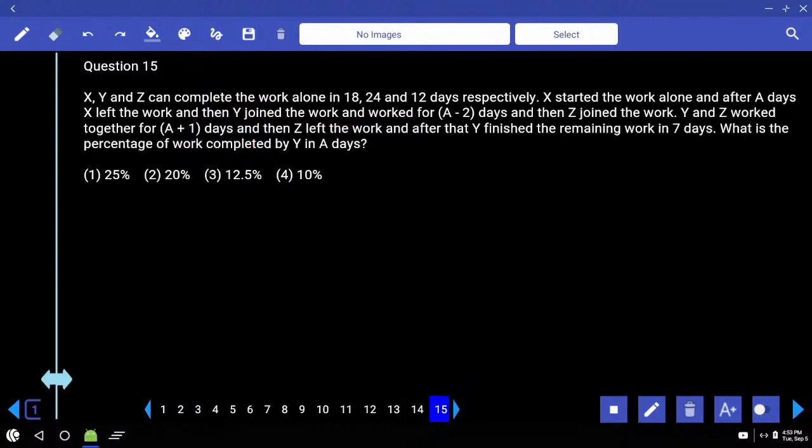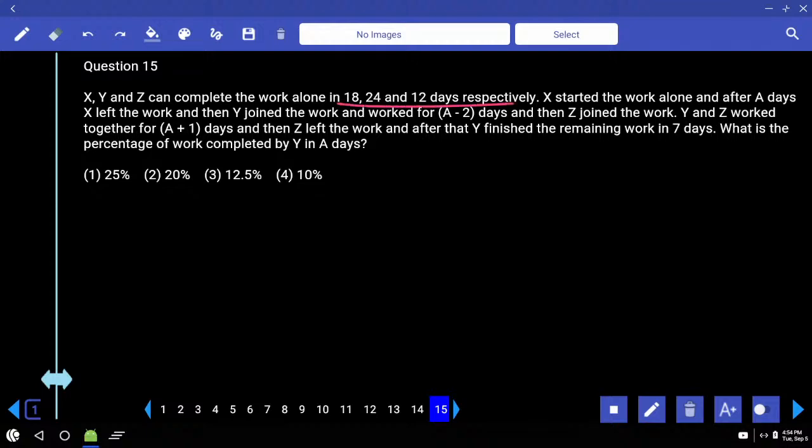X, Y, Z can complete a work alone in 18, 24, 12 days respectively. X started the work alone, and after 8 days X left the work, and then Y joined the work and worked for A minus 2 days, and then Z joined the work. Y and Z worked together for A plus 1 days, and then Z left the work after Y finished the remaining work in 7 days. What is the percentage of work completed by Y in 8 days?